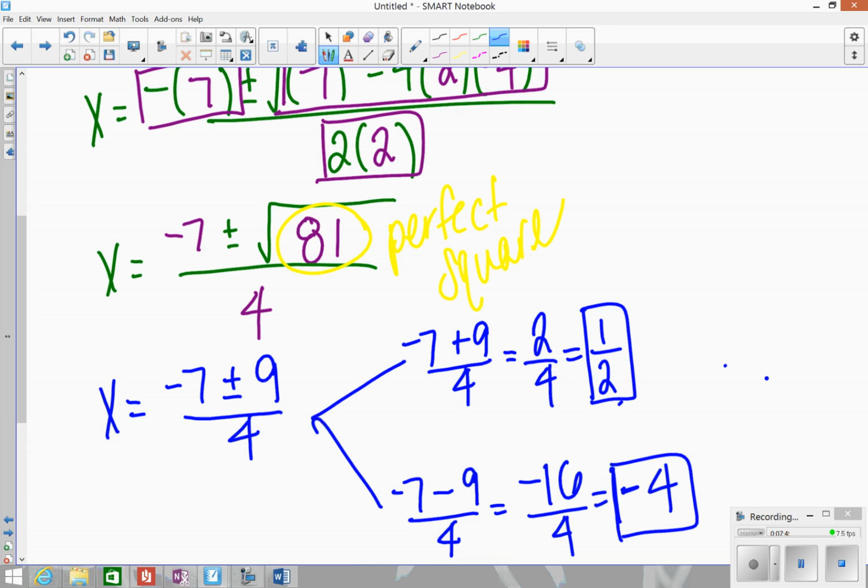So whenever we have a non-perfect square, we always just leave that radical or that square root symbol. But for this one, since it's a perfect square, we might as well simplify it, and then we end up with actually rational answers. So we don't have to leave that radical in there.